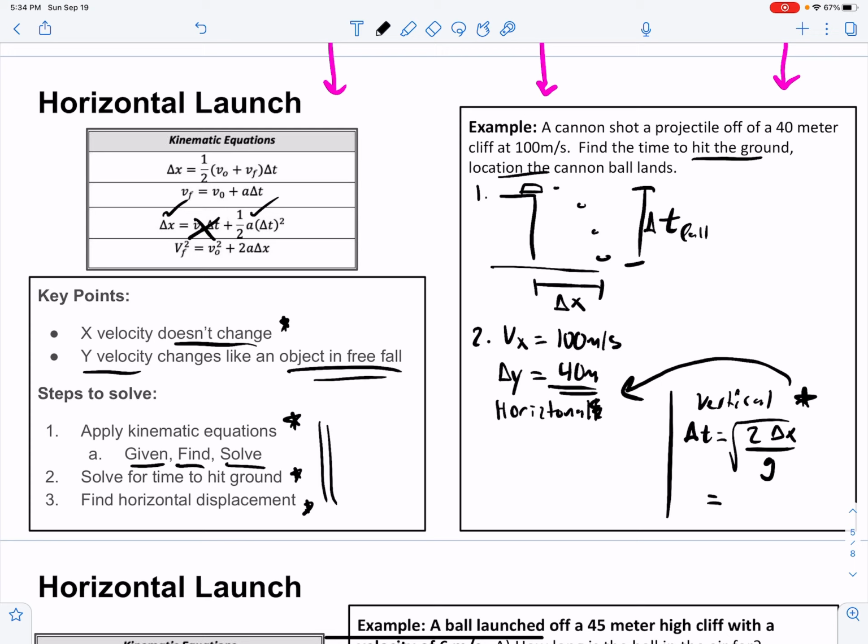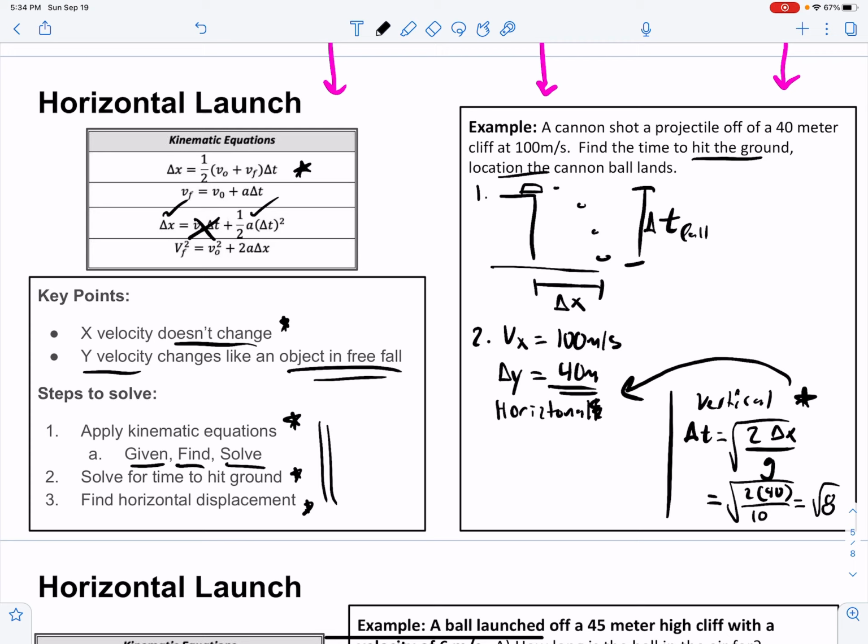We go ahead and plug in. So we have 2 times 40 divided by 10. So we get the square root of 80 divided by 10, so the square root of 8. All right, horizontal, we want to find displacement. This looks like a good equation up here.